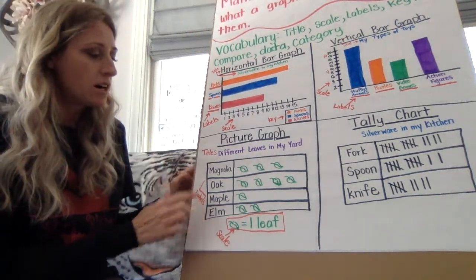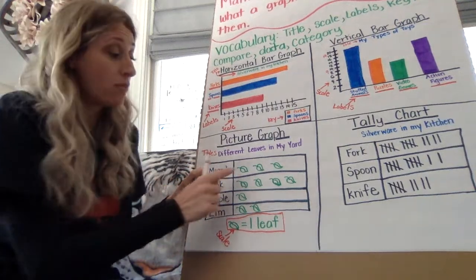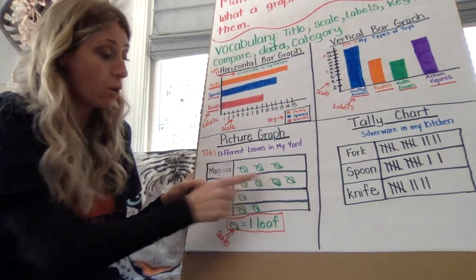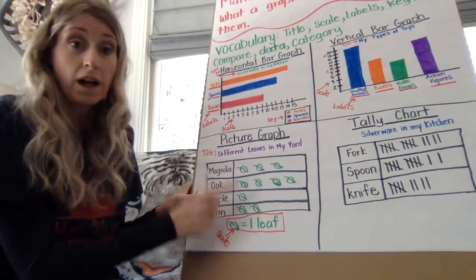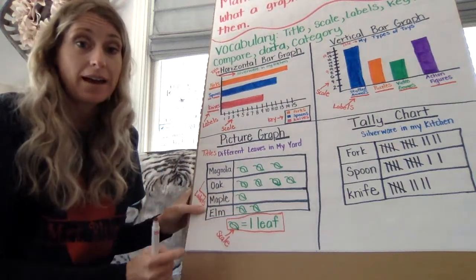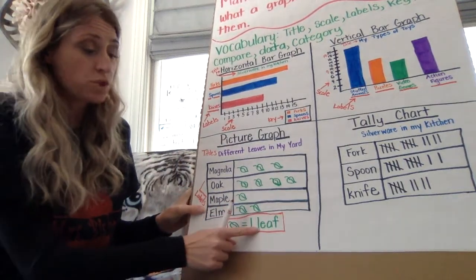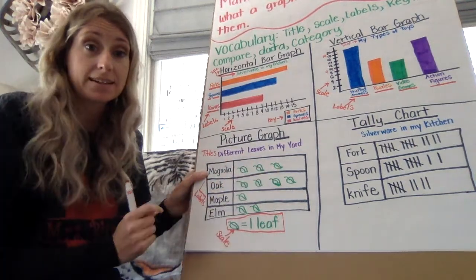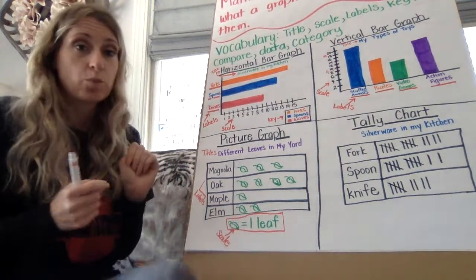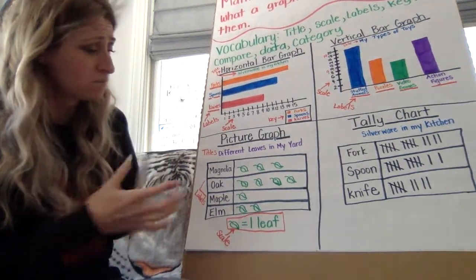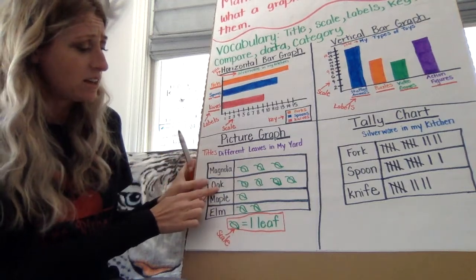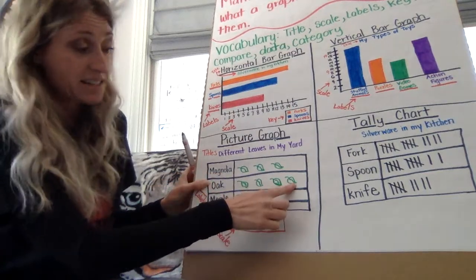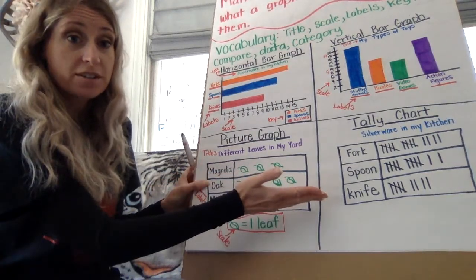If we look here, we can see that we have 1, 2, 3 magnolia leaves. We have 1, 2, 3, 4 oak leaves, 1 maple, and 2 elm. Now, if this was worth 2, I'd have to count by 2s: 2, 4, 6. But it only represents 1, so we only have to count by 1s. So you can easily see that the oak has the most leaves, because that is the furthest one to go horizontal.